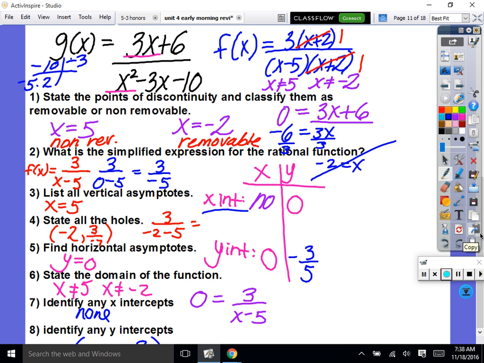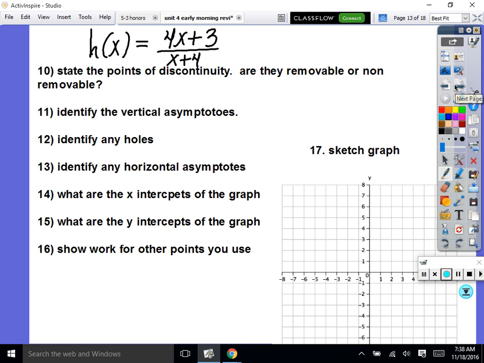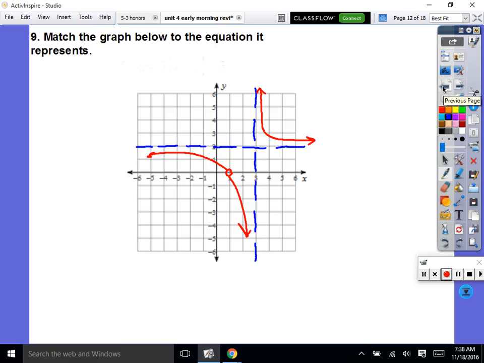I thought that I had you graphing that one. Okay, no, we'll do that one. Okay, sweet. So match the graph below to the equation it represents. So the next part will be matching. Yes. Yes.